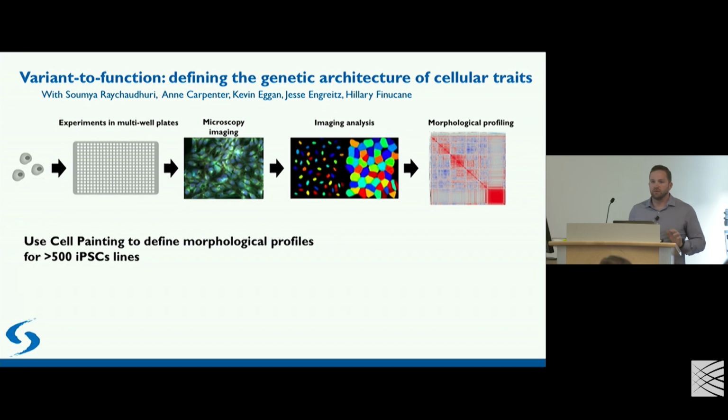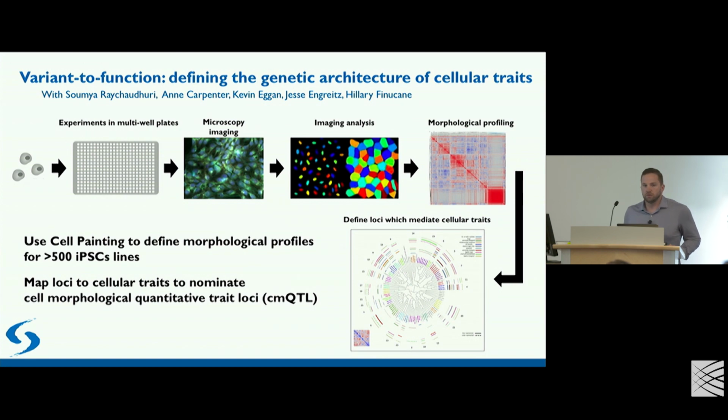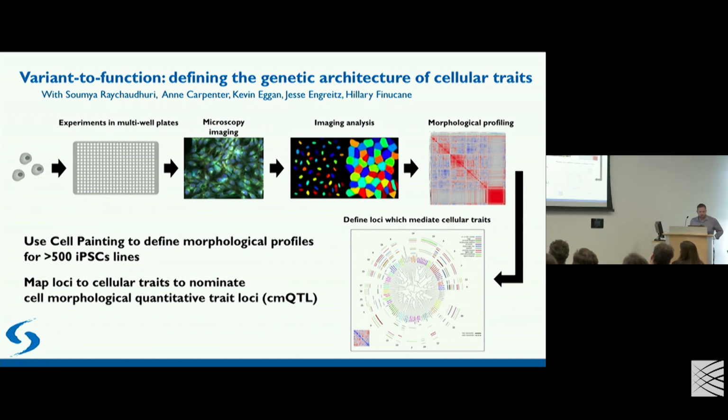The first one is a variant-to-function funded initiative with Shomo Rashadri and Ann Carpenter's group. And the aim here is to define the genetic architecture of cellular traits and phenotypes. And so we're utilizing the cell painting assay, which was developed in Ann Carpenter's group, which defines morphological profiles that comprise about 2,500 different cellular traits. And that generates a distinct profile for an individual cell line. And so our goals here are to use this assay on 500 of our iPSC lines. And then once we have these distinct profiles for each of the 500 lines, we can use fine mapping to identify loci that are mediating particular traits of interest. So this project is currently underway and is moving along quite steadily.